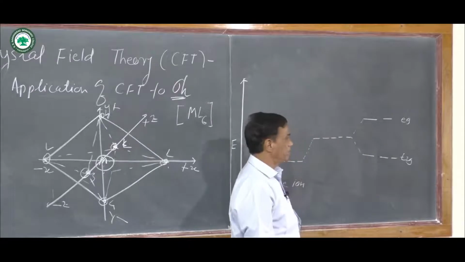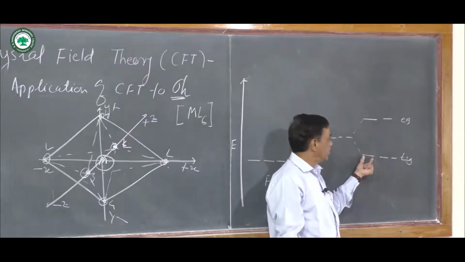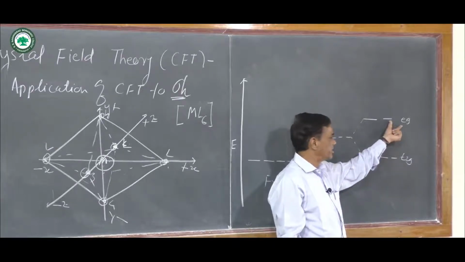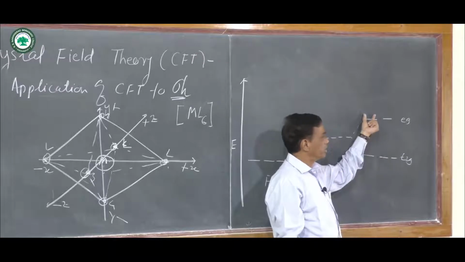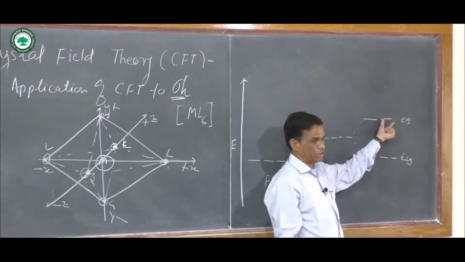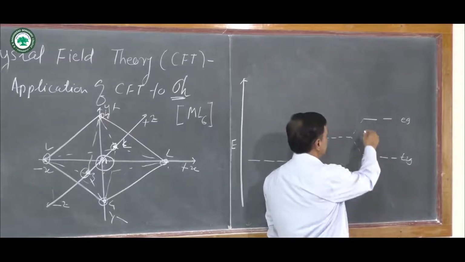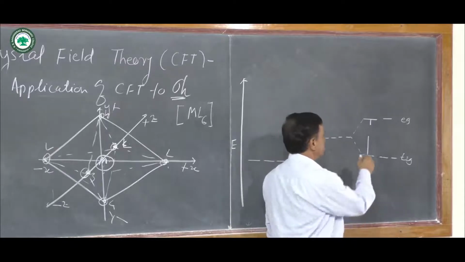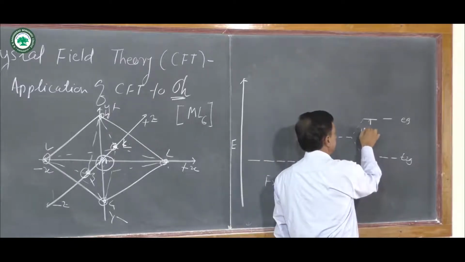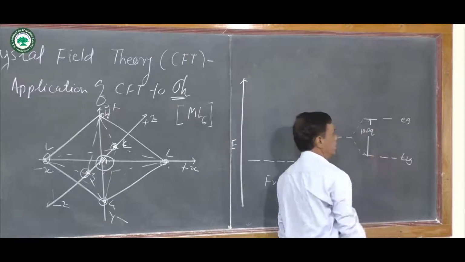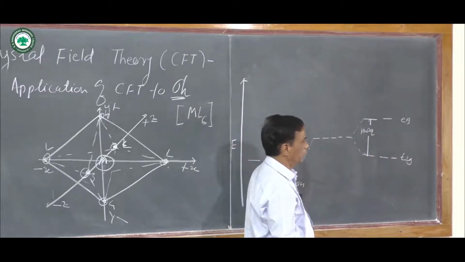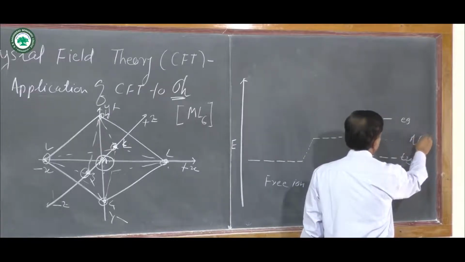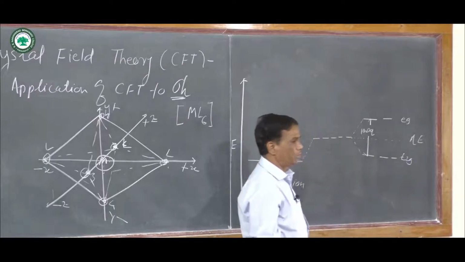What are T2g orbitals? There are 3 T2g orbitals: dxy, dxz, dyz. The second set, Eg, has 2 d orbitals: dx square minus y square and dz square. The distance between these two sets of orbitals is represented as 10 Dq. Then this dashed line indicates the average energy.